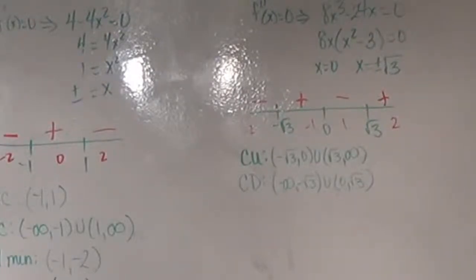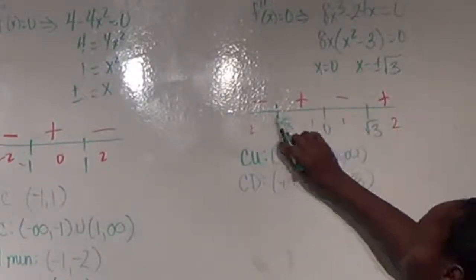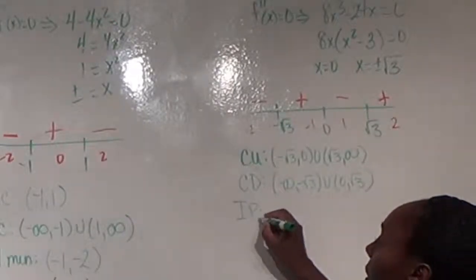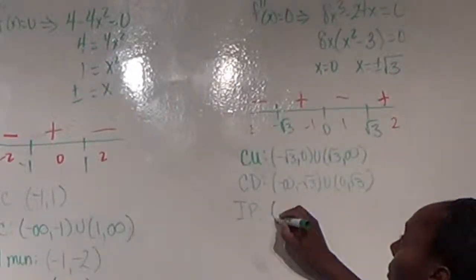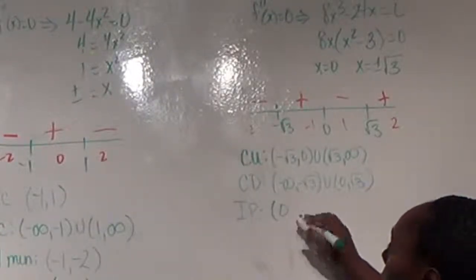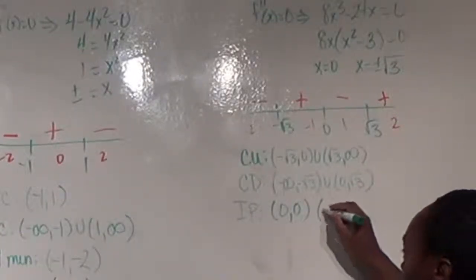Okay. And then inflection points, again, are going to occur where the second derivative is 0 and it changes sign. So we have inflection points at 3 different spots. Notice at 0, get your value there, which we know is 0. That's one of our intercepts.